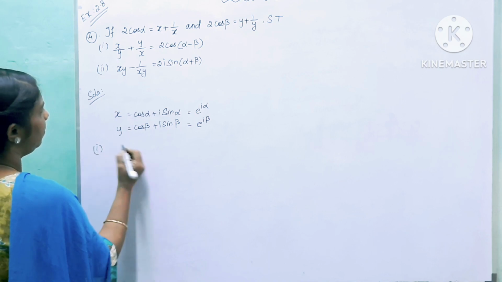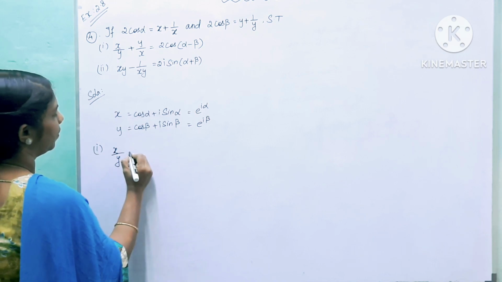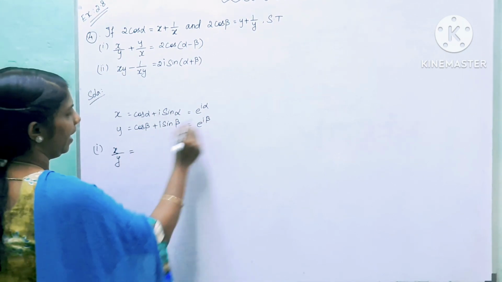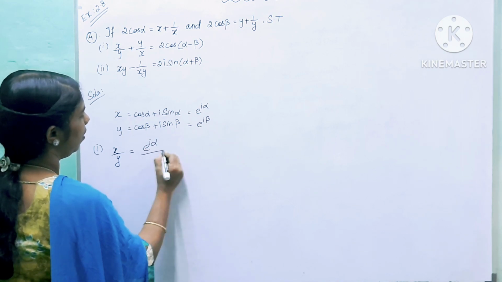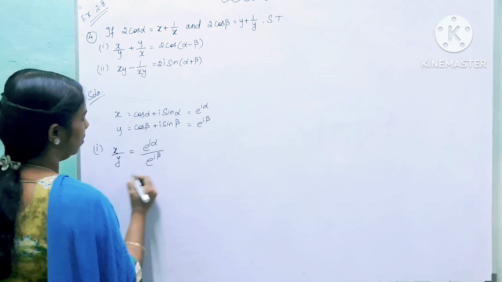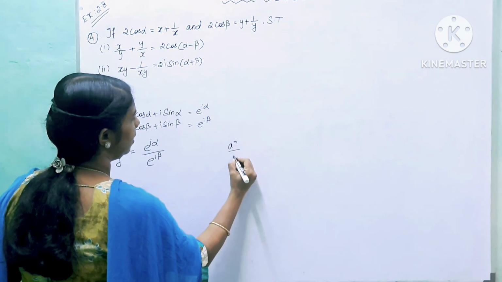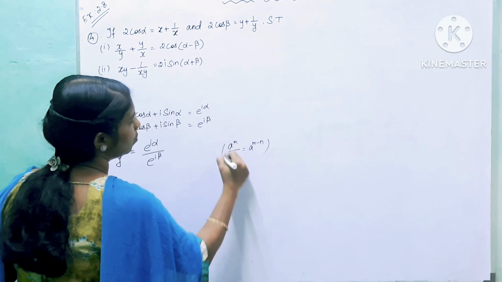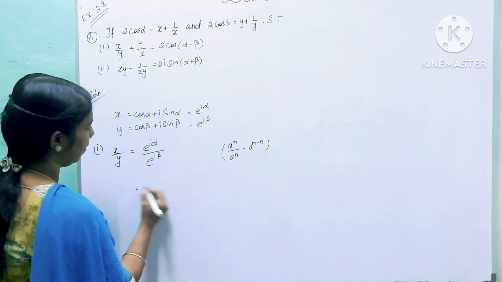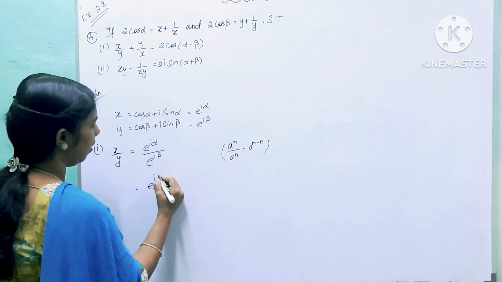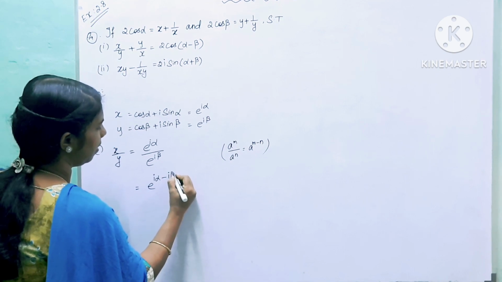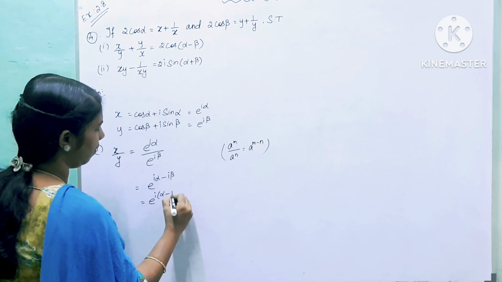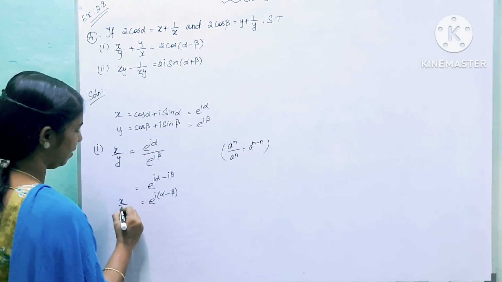Now the first subdivision is x by y plus y by x. So first we will find out what x by y is. x by y is nothing but e power i alpha divided by e power i beta. So this is like a power m by a power n. How do we write a power m by a power n? a power m minus n. So e power i alpha by e power i beta is e power i alpha minus i beta. We subtract the powers. So taking i common, e power i into alpha minus beta. This is x by y.